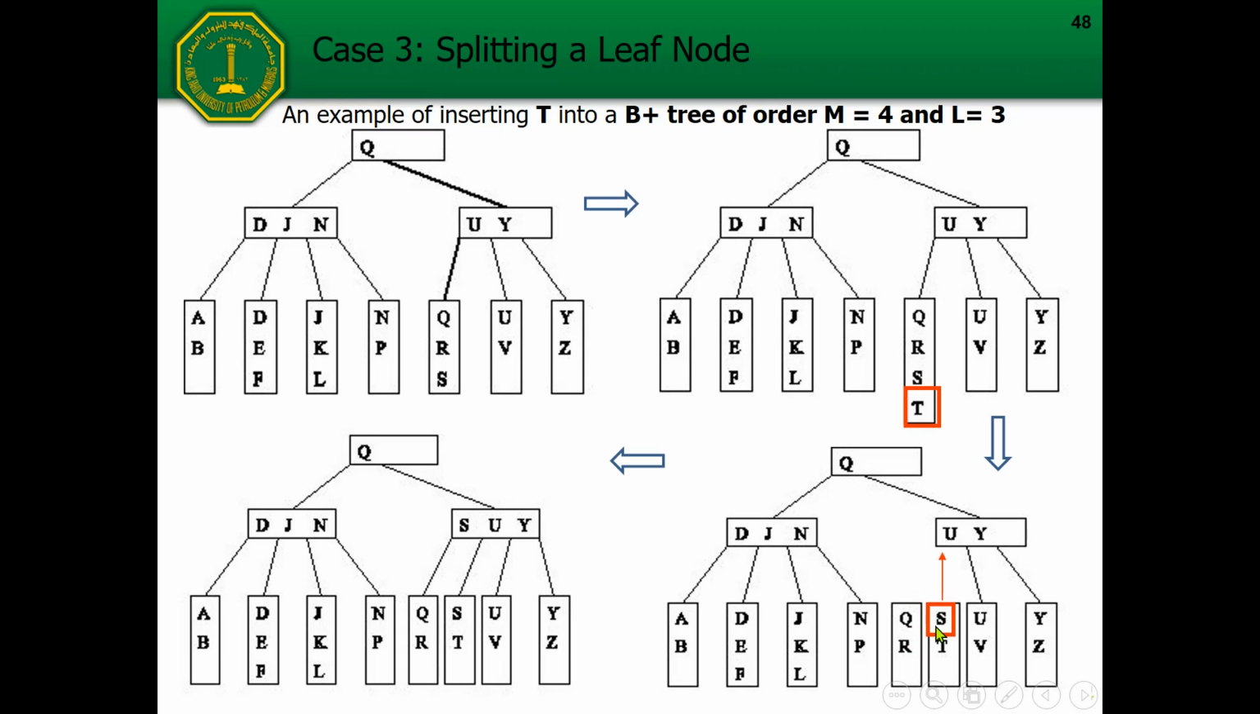So now, to increase the number of references in the internal node, we can borrow the smallest key in the right child, which in this case is S, then take that value and put it into the parent node. So now you can see that it is already put here. So now this internal node can have 1, 2, 3, and 4 branches. So now we can use this additional branch to point to this split node.